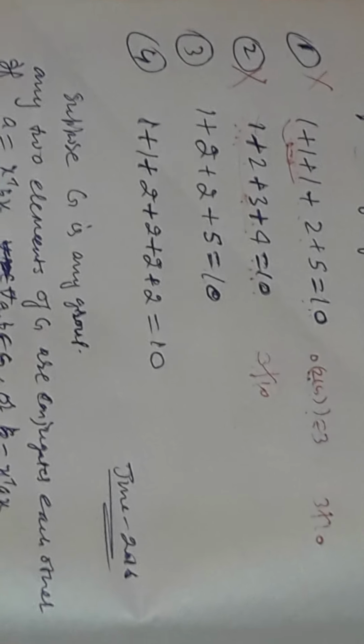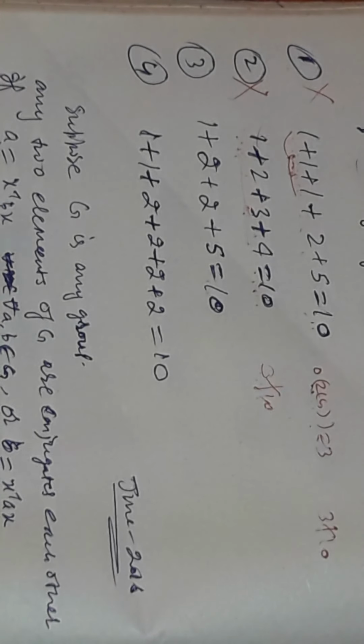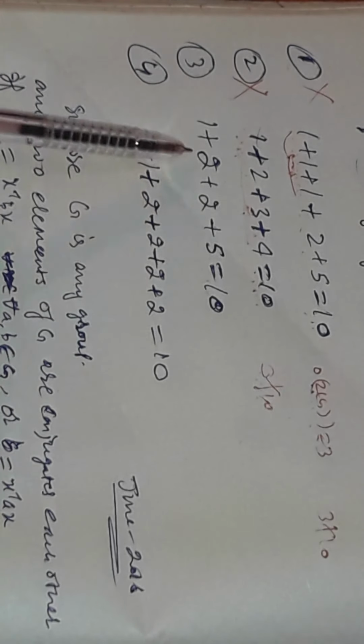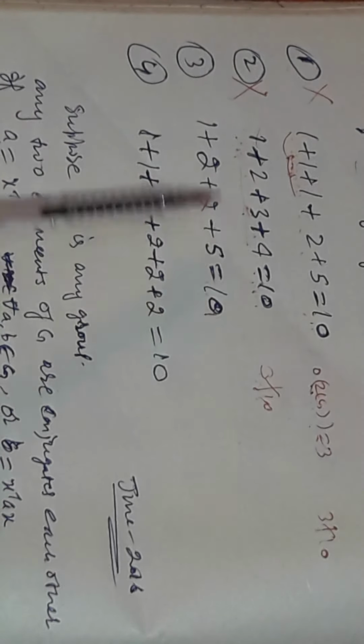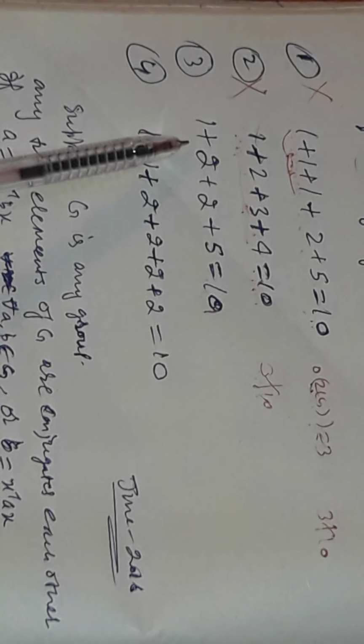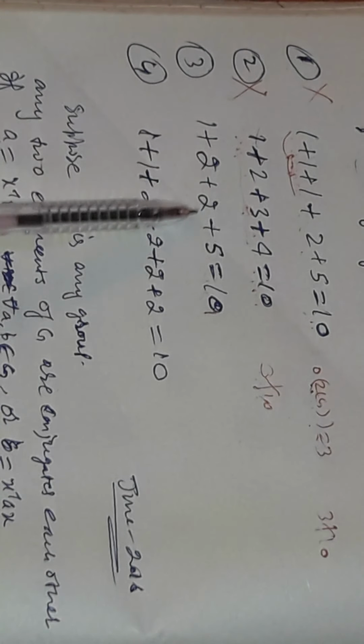Now let me tell about option 3. What does option 3 say? Is this a class equation or not? Here 5 also divides 10, and there is no way to contradict it. My intuition says that this is a class equation of D5.